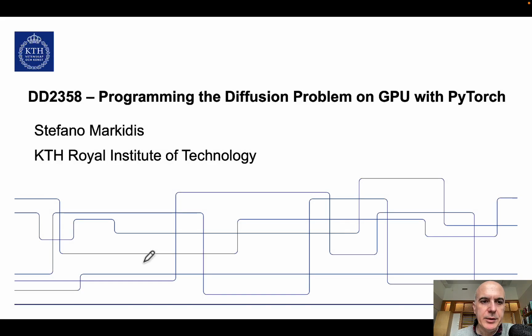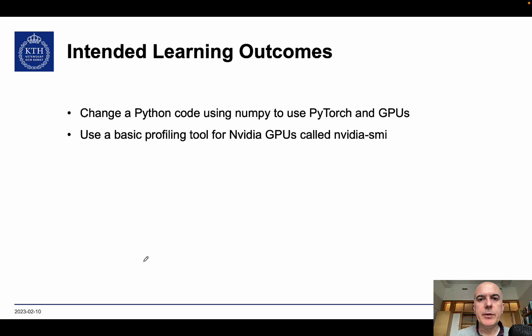Hi, welcome back. In this lecture I would like to describe how to program the diffusion problem on a GPU using a simplified approach with PyTorch. By the end of this lecture you will be able to change a Python code using NumPy to use PyTorch and more specifically graphical processing units, in short GPUs.